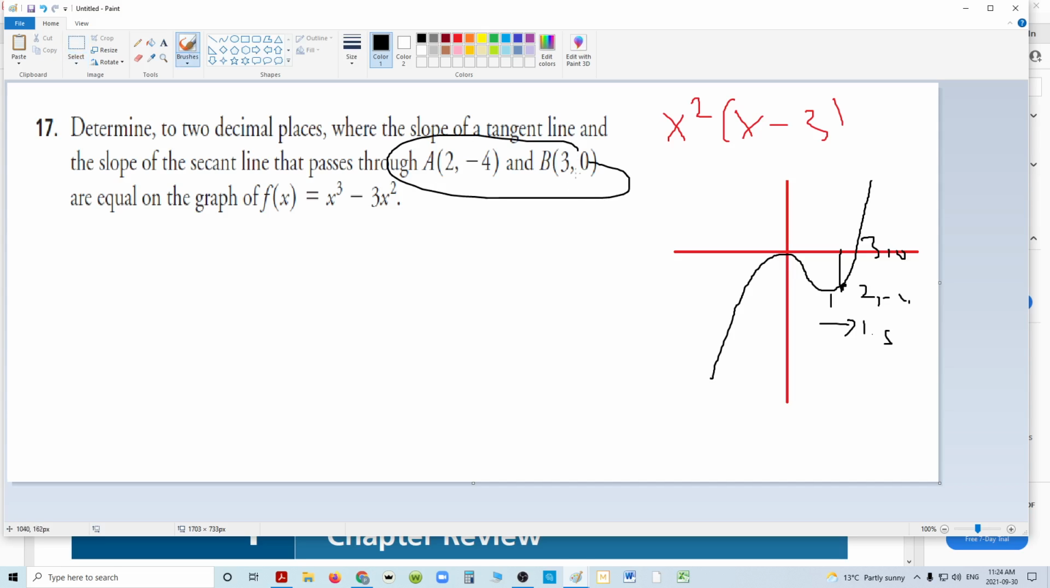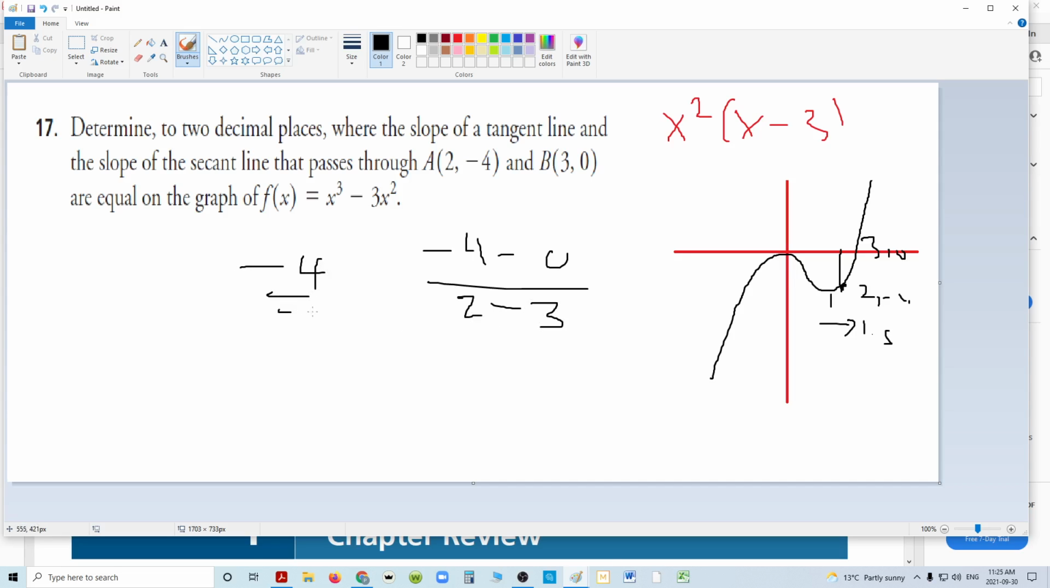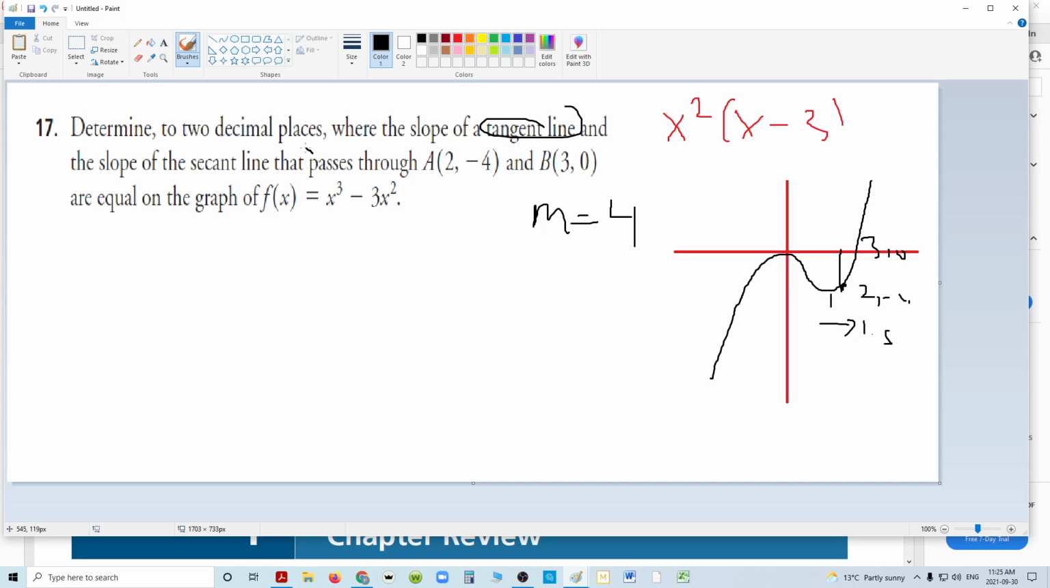How do you find the slope of the secant line? You take delta y, minus 4 minus 0, divided by delta x, 2 minus 3. So you're going to get minus 4 divided by minus 1, which is 4, which means the slope that cuts through those 2 points is 4. Great. Now they want us to find where the tangent line with that same slope goes through this graph. Where will the tangent line go through that graph? Well, when the instantaneous rate of change is equal to 4.